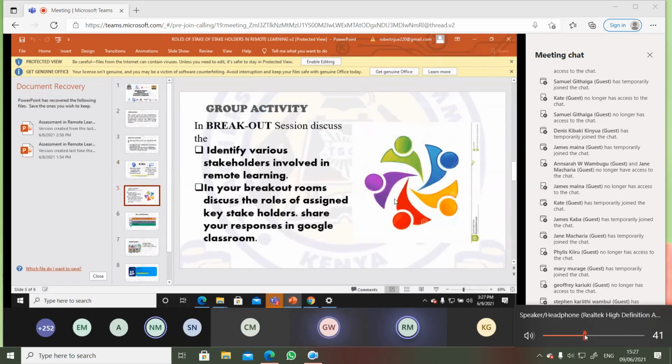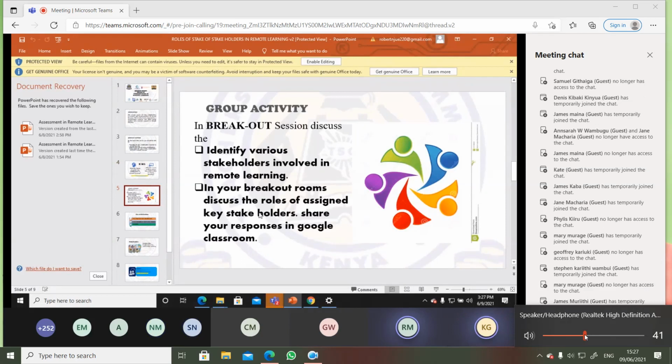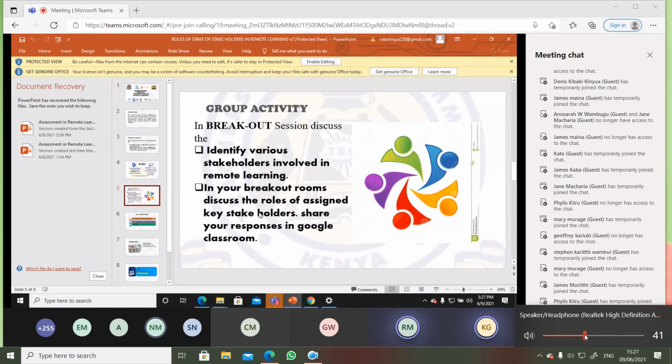Then we are supposed to have group activities, whereby after identifying the key stakeholders, we have done our work to discuss the role of these key stakeholders. Maybe we should discuss one of the stakeholders. What is the role of the head of the institution?